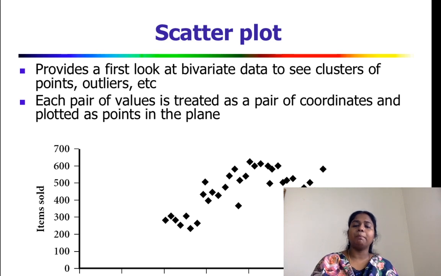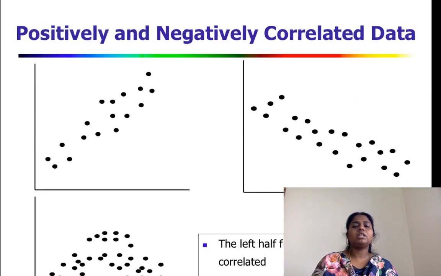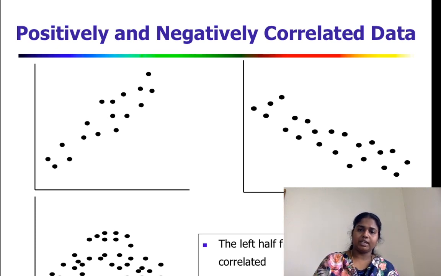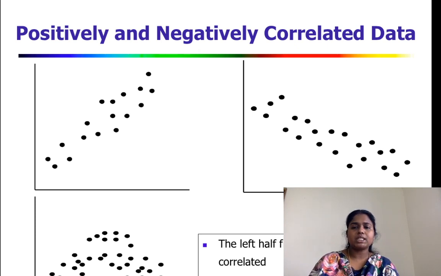So this means there is some correlation between the two data attributes. Now these are different forms of correlation. The first one, on the top left, is called positive correlation, which means as one value increases, the other value also increases. You can also have a negative correlation, shown on the top right. It means as one value increases, the other value decreases.